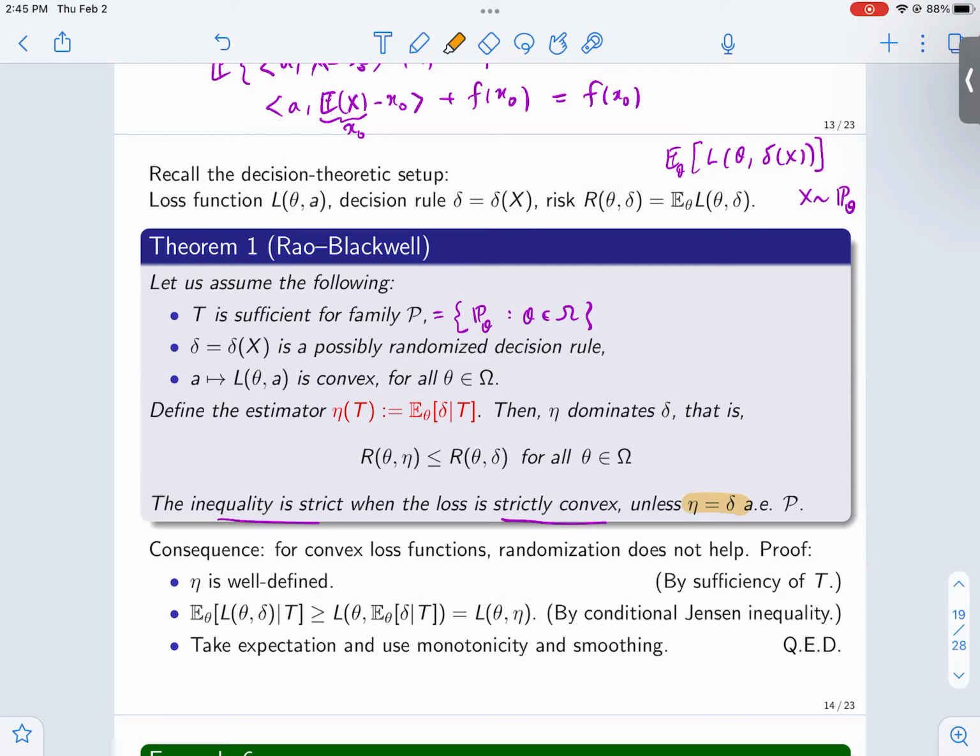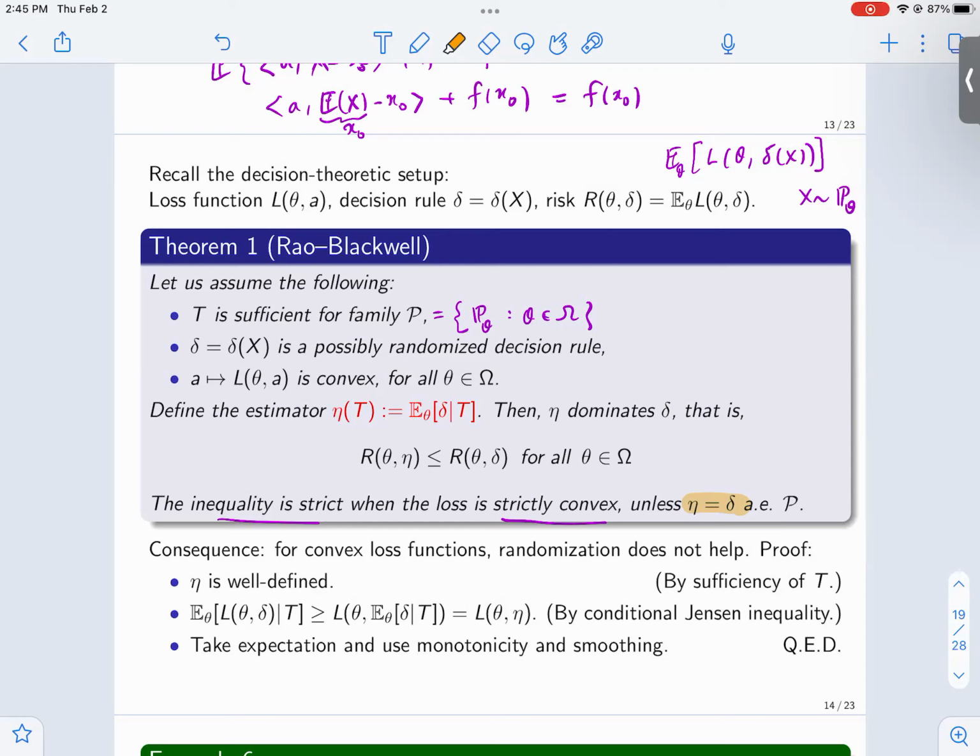Yes. But if delta is constant, then in particular it's constant given t, and then eta is going to be delta. And it's still constant. Great. So that seems to answer the question. So delta is not necessarily a good estimator, so delta could be constant. If you do this, then eta of t would be constant. Right, so it beats the original one. It just has to beat the original one. It doesn't have to be the best. So the answer then is no.